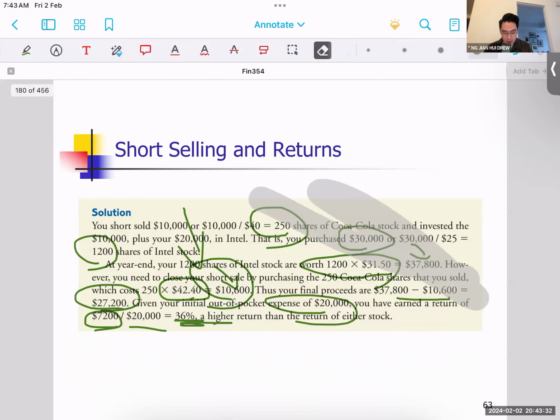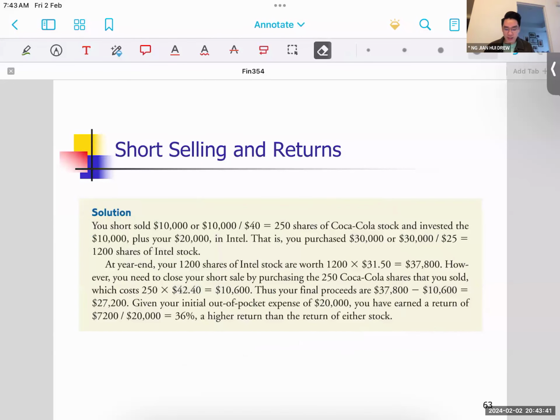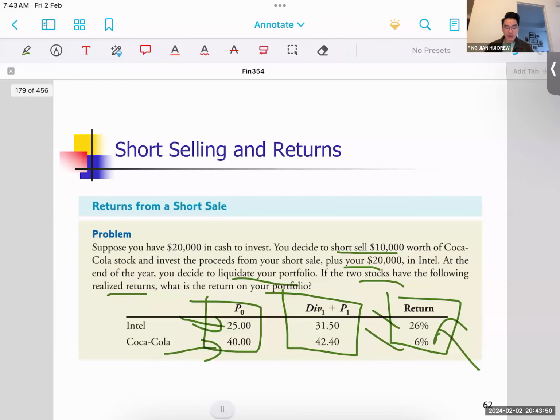Okay, so for the benefit of everybody, let's redo this one, right? This question on short selling position. So basically the question says you want to short 100K of Coca-Cola and use the money to invest in Intel, right? And then you have 20K of cash that you want to invest in Intel. So in aggregate, you're going to invest 30K in Intel. You're going to short 10K in Coca-Cola, right? To get the additional 10K because you only have 20K cash.